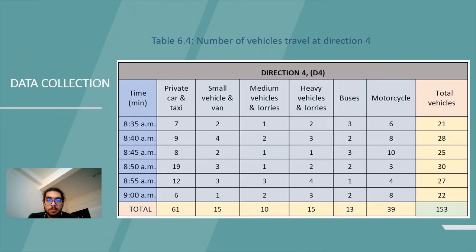Okay, and for table 6.4, number of vehicles traveling in direction 4, we have the time from 8:35 to 9 a.m. In direction 4, we have private cars and taxis, small vehicles and vans, medium vehicles and lorries, heavy vehicles and lorries, buses and motorcycles. And we got a total of 153 vehicles.